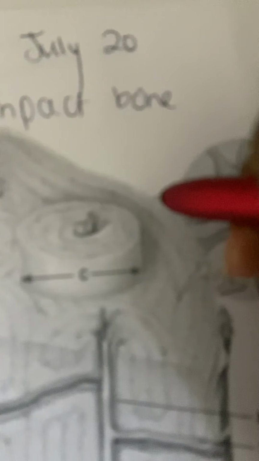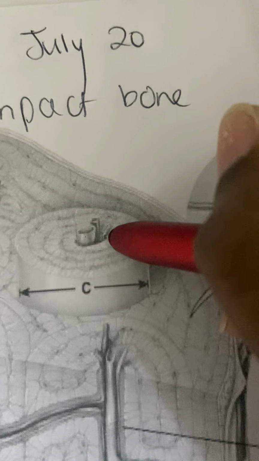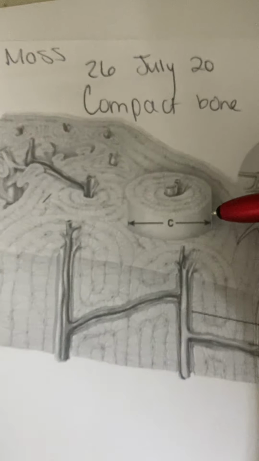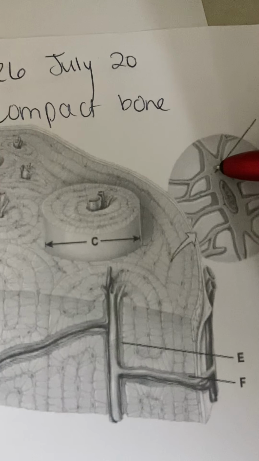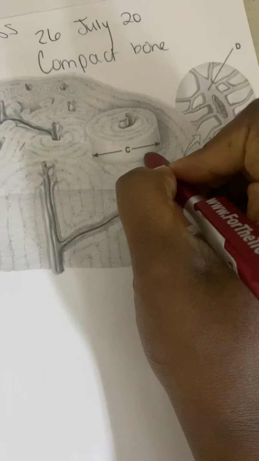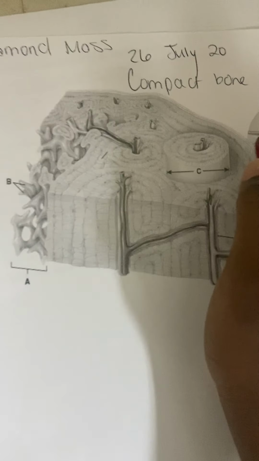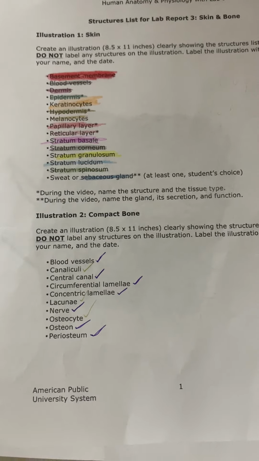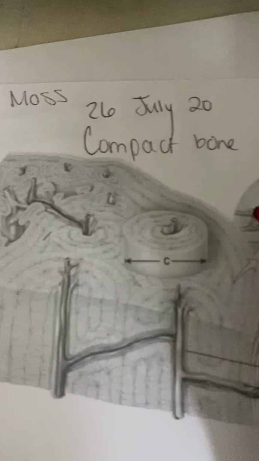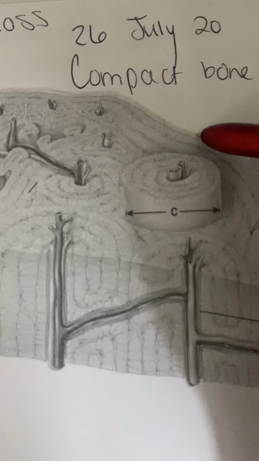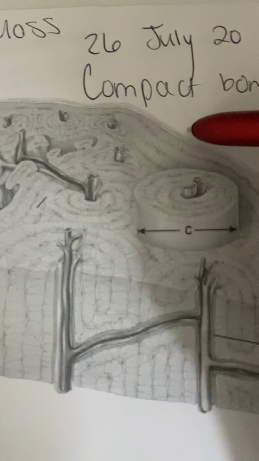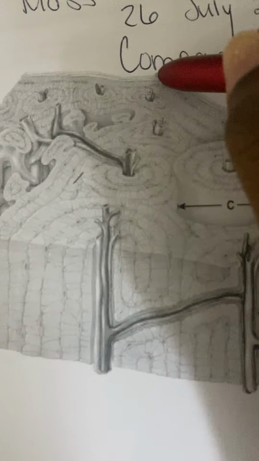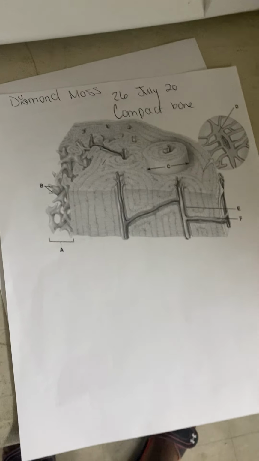Next one is nerve, which is, if it zooms properly, there we go. This little thing right here is the nerve. The next one is the osteocyte, which is here. This is the osteocyte. The next one is osteon, which is this whole thing right here. It's the osteon. And last but not least is the periosteum. I have bad pronunciation, but that is the outline layer of the compact bone, which is this right here. And that is the compact bone.